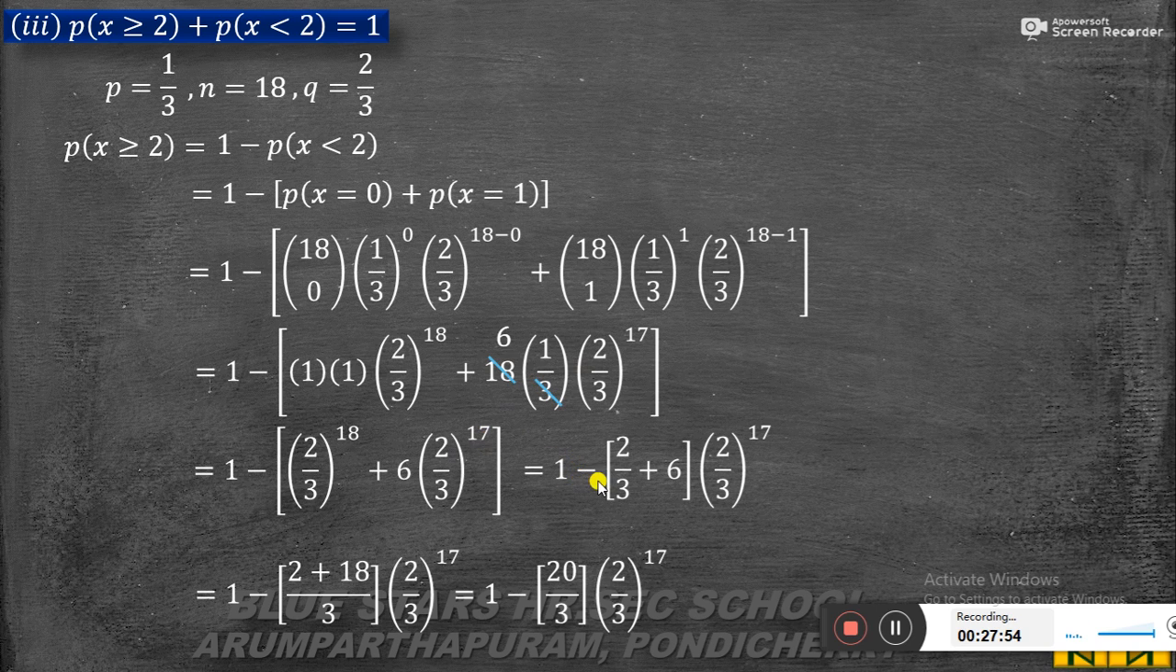So the next step I write 1 minus 2 by 3 whole power 18, plus 6 into 2 by 3 whole power 17. Here I take the common factor 2 by 3 whole power 17 outside. The remaining terms are 2 by 3 plus 6. So I do the cross multiplication: 6 3s are 18, so 2 plus 18 by 3 into 2 by 3 whole power 17. 1 minus 20 by 3 into 2 by 3 whole power 17. This is the answer for probability of x greater than or equal to 2.